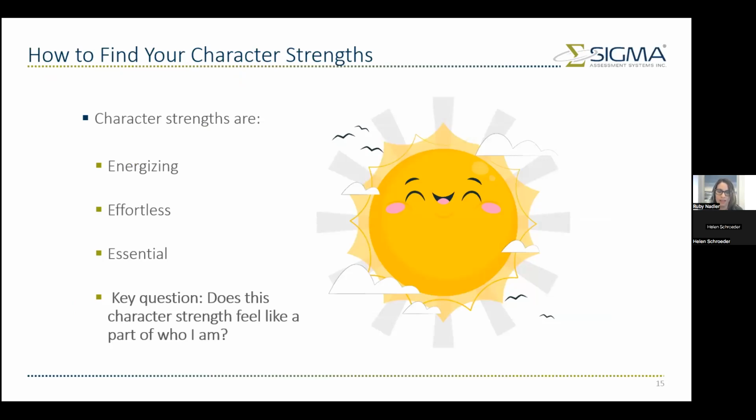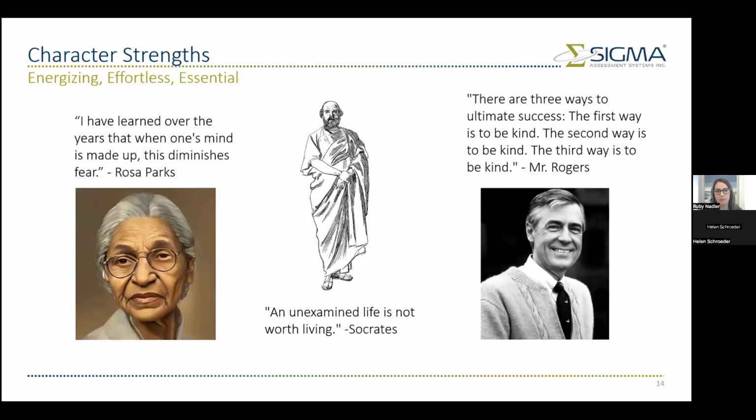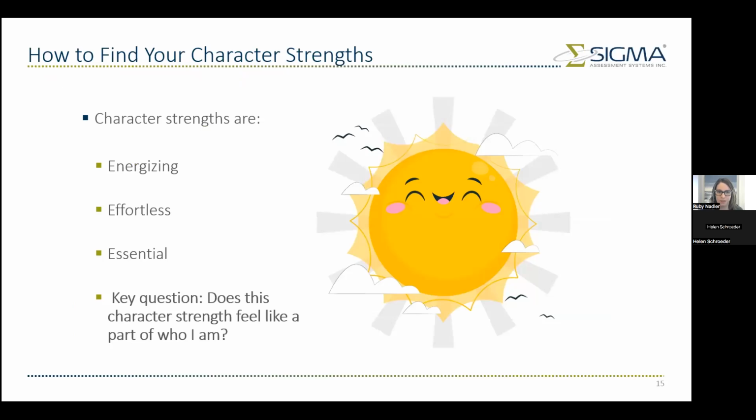And a key question that can be helpful to ask yourself is, does this character strength feel like a part of who I am? So again, when we're looking at these examples, right? Could you imagine Mr. Rogers without his kindness and empathy? Like who would he be without that? Right? He would just be anyone. He wouldn't be famous for the work that he did, right? In helping children so much through his show, right? So it's really what makes people vibrant and energized and what comes forward in their behavior.